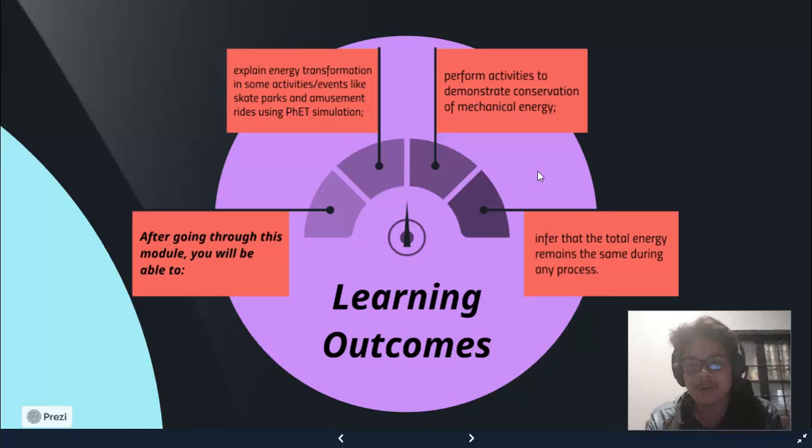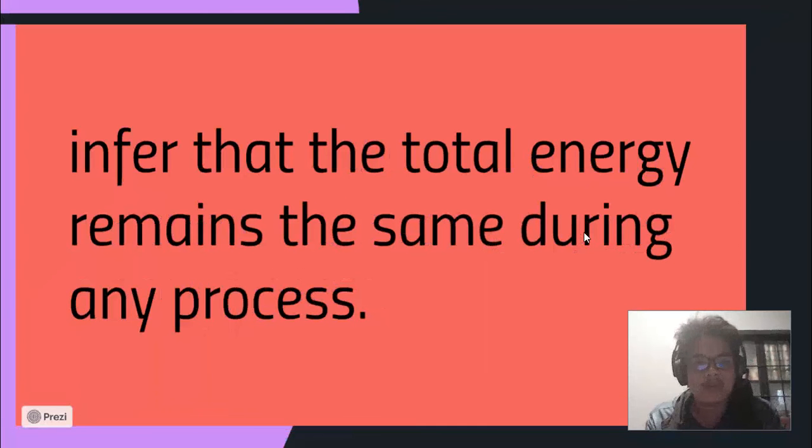And also, last but not the least, we have to infer that the total energy remains the same during any processes, so that at the end of this module, you can say surely for yourself that the total energy in any process will always be the same no matter what happens.